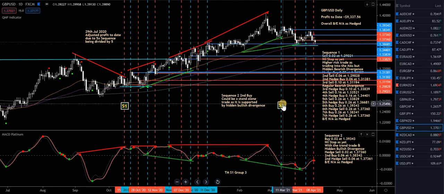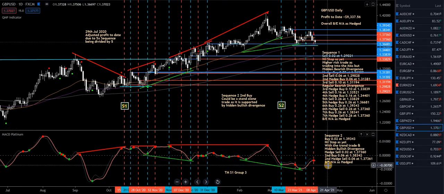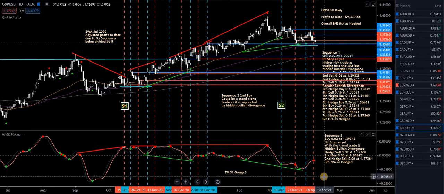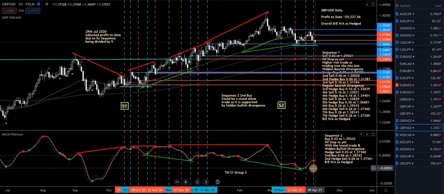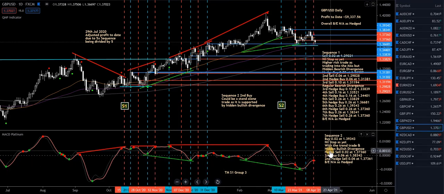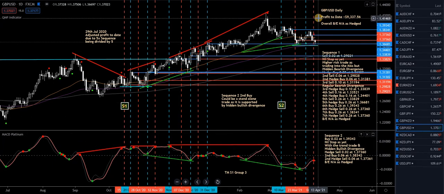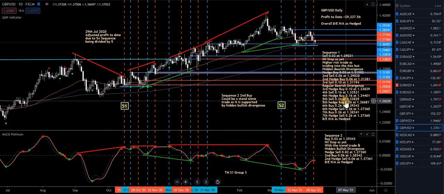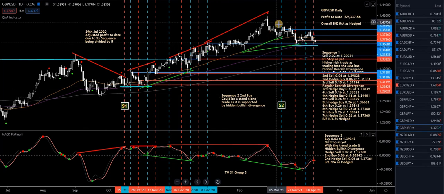And I've also commenced a sequence two, which was based on hidden bullish divergence, and it too is getting messy. So both sequences are hedged at the moment. So sequence one, sequence two. My next signal I'm looking for is a buy signal. The MACD Platinum is below the zero level, so looking for a buy to break both these hedges, release the hedge, and start heading up. In the meantime, making some good profit, 9,300 plus on that pair. So it's a pound USD. It's just going a little bit up and down. Pair I don't mind trading.